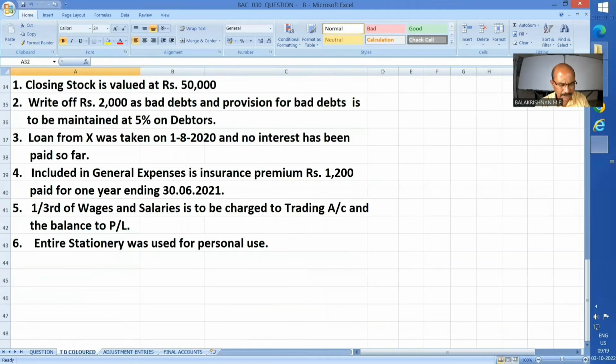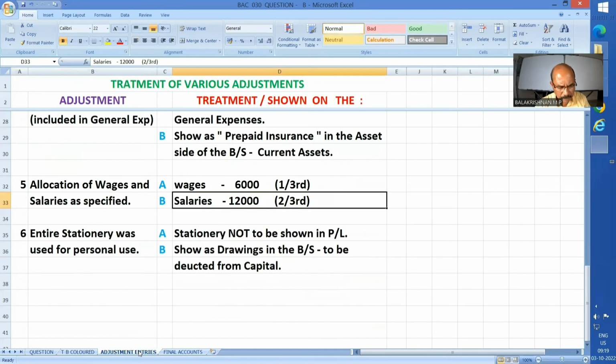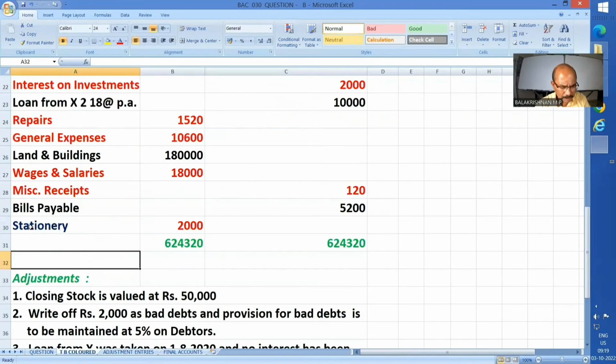And the last one, end-day stationery was used for personal use. Personal use means you should strike in your mind very fast: drawings. So we have no place to show this one in the nominal account. Hence, I am removing this. Okay, it has been already removed. Here also, let me remove. It comes in the balance sheet, not in the profit and loss account. Just take it as a balance sheet item. Consider it as drawings.